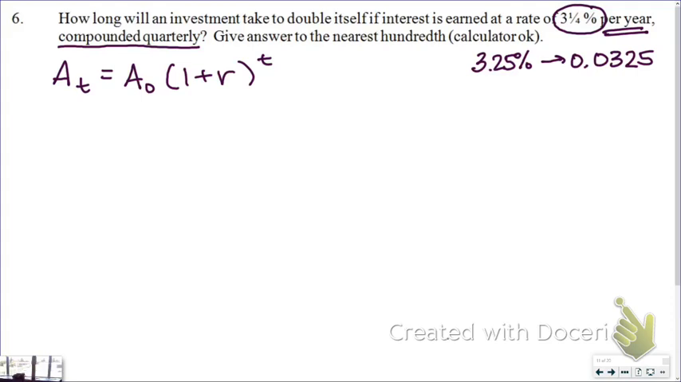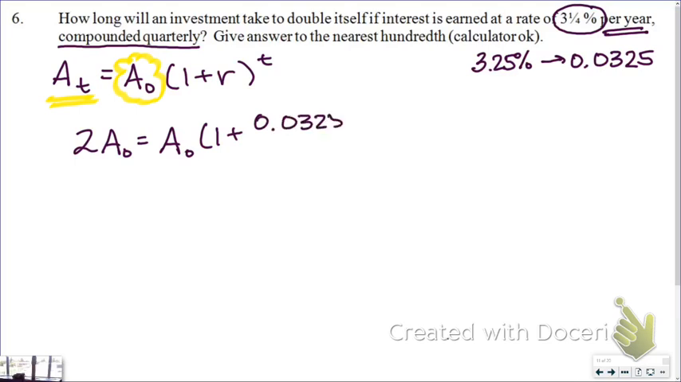And we want our amount to double. So I don't know what amount I'm starting with, and that's okay. You don't have to know what amount you're starting with. But all I know is, in the end, I want to have 2 times that amount. Remember, we're only getting a quarter of that interest every quarter. And we're trying to figure out how long that's going to take.